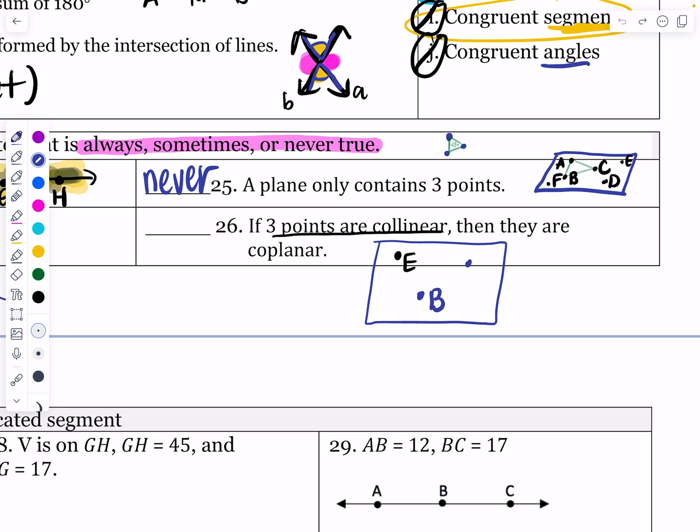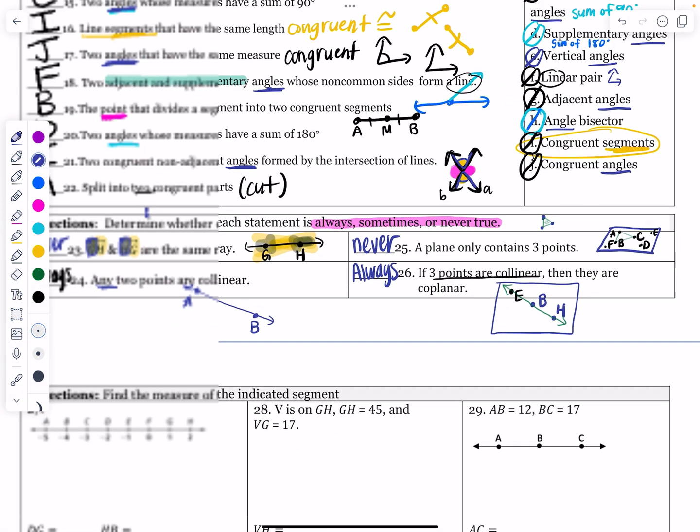So now what they're asking is take those 3 points and put them in a straight path. So E, B, and H. Okay, so it's a little bit more specific. They say if these are collinear, if we know that they're on the same line, does that mean that they're coplanar? And so that would be an always true. If 3 points are collinear, they're also going to be coplanar. They're contained in the same plane. So if you were to draw a line on your desk and put 3 points on it, that line not only is on your desk, but those 3 points are also collinear. Okay? All right, so that is that next section.